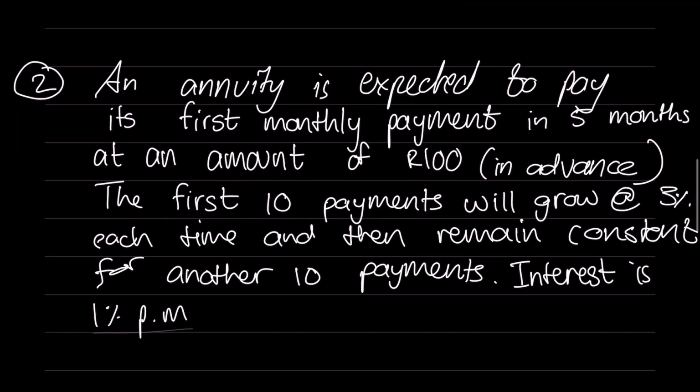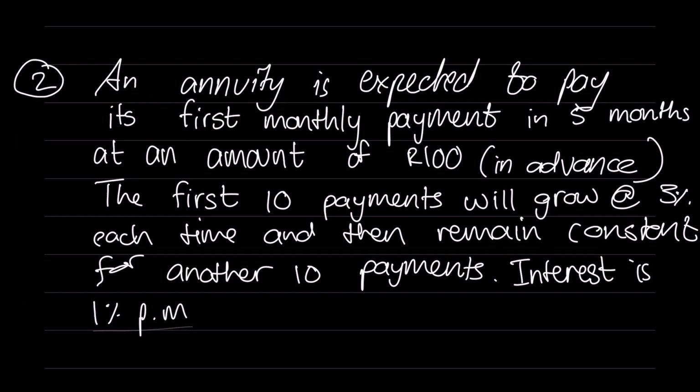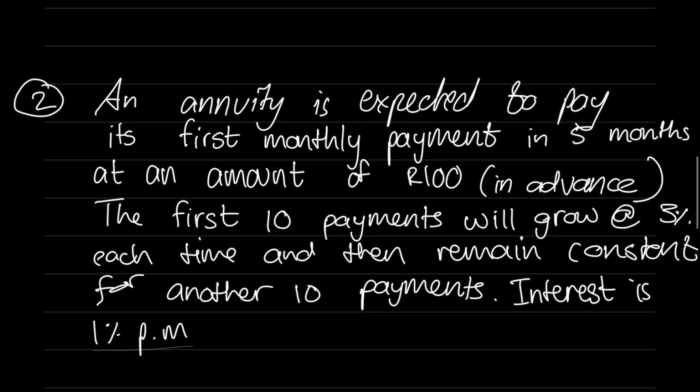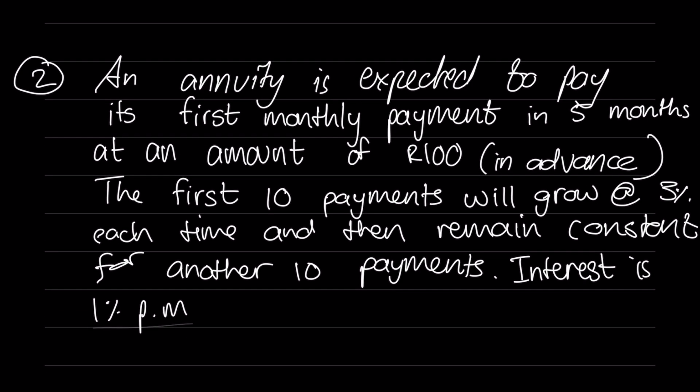Let's move on to the second one. An annuity is expected to pay its first monthly payment in 5 months at an amount of $100 in advance. The first 10 payments will grow at 3% each time and then remain constant for another 10 payments. Interest is 1%. So there's a lot happening here. It's deferred, and now we've got two different growth patterns.